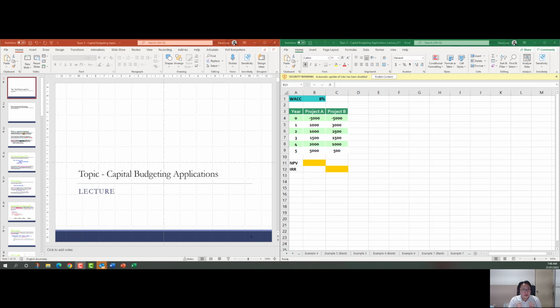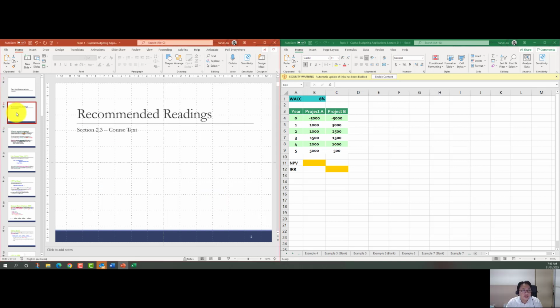So we're going to do a bit more of a deep dive into capital budgeting, particularly in solving for what projects we should invest in. So that's pretty much the whole point of today's lecture. Okay. So as a result, we have recommended readings, which is section 2.3 of the textbook. So make sure you do read them.